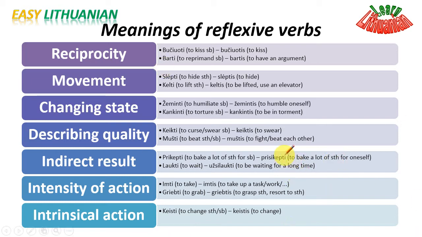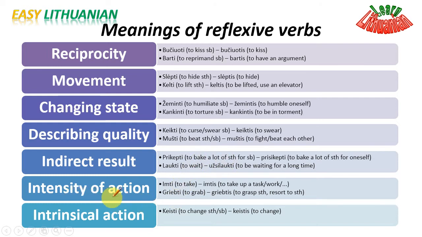Those results are caused by the action. And the action is now reflexive. The verb is now reflexive. So when you have some indirect results that result from the action, the verb can be reflexive. Prisikepti, to bake a lot of something for oneself. And užsilaukti, to be waiting for a long time. Again, not a very clear category, but it may help you.